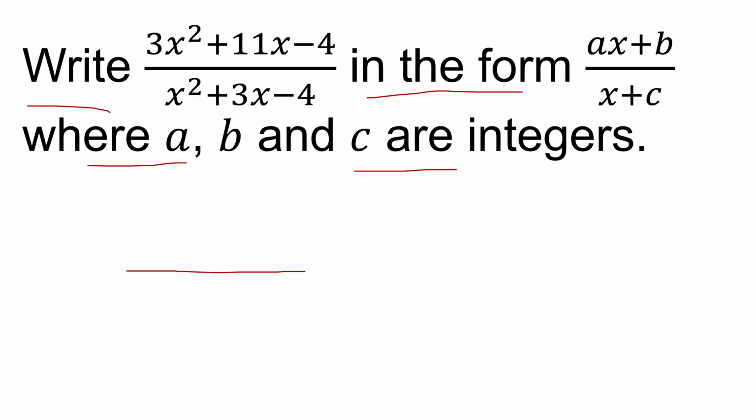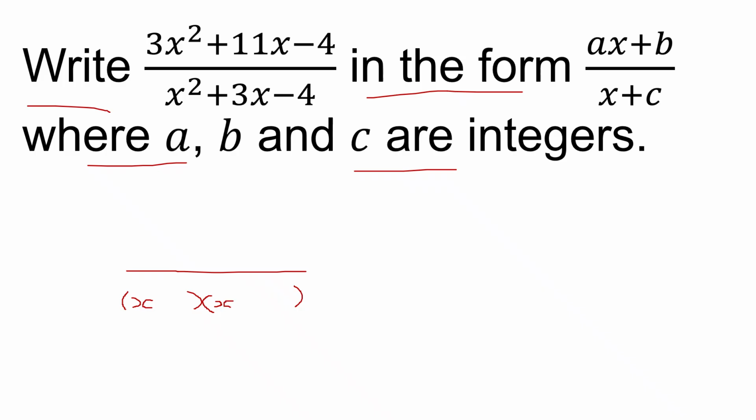So the first step when we see this, we should be thinking factorize. So let's obviously factorize the bottom first to make it easier. There's going to be a double bracket. To make x squared, we're going to put x and x, because x times x makes x squared.